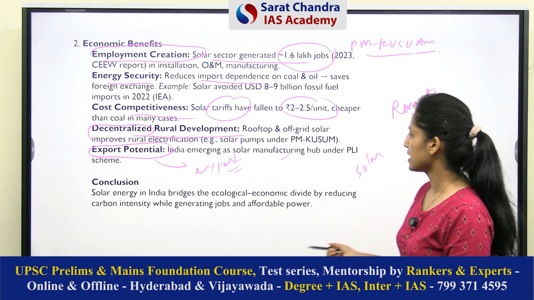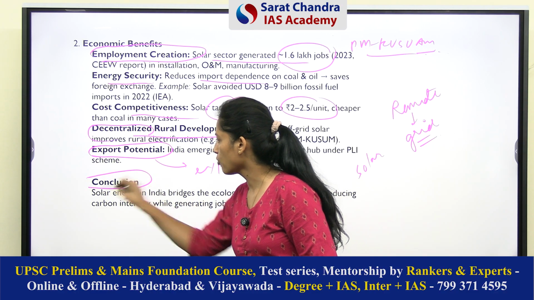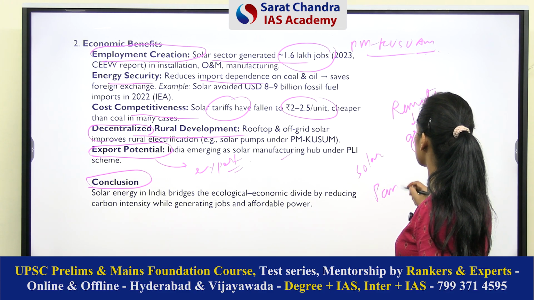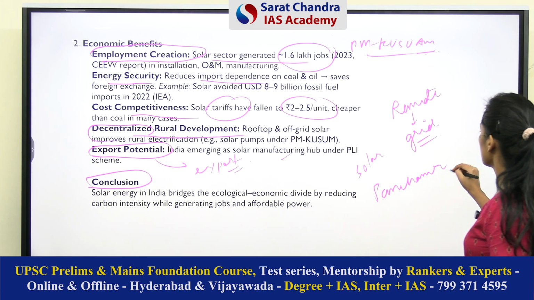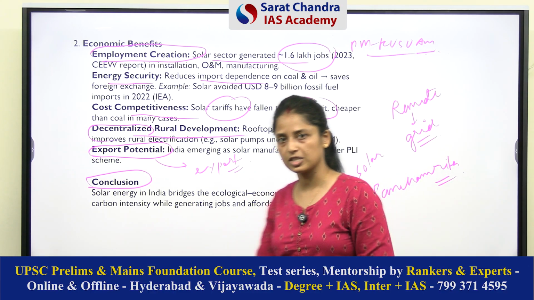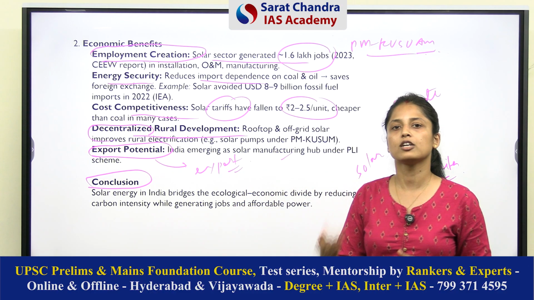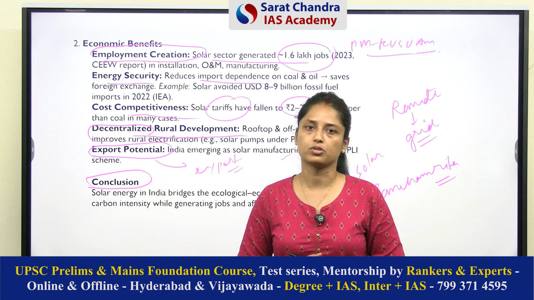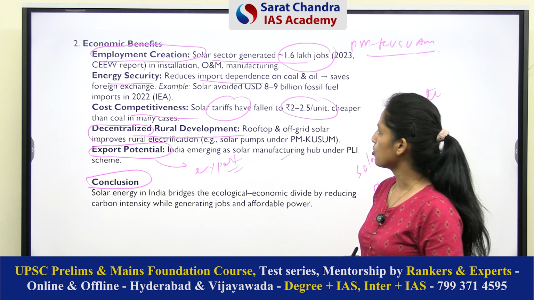Basically, in conclusion, you can give any forward-looking conclusion, like previously we discussed the Panchamrita targets. You can write that solar power generation will help to achieve the Panchamrita targets. It will help India to achieve net carbon neutrality and overall sustainability for the future.